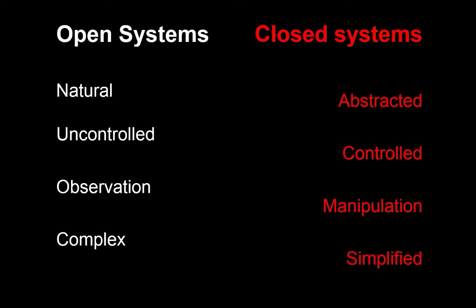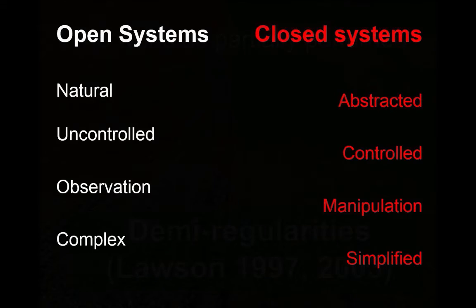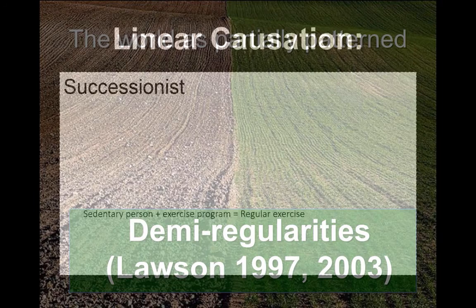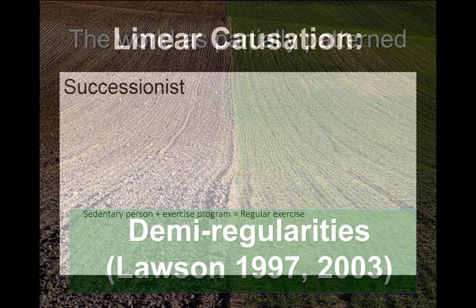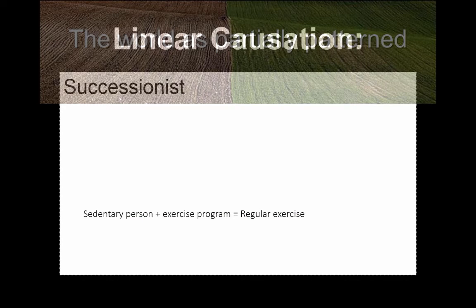In these open systems, as I said though, things are not chaotic. Rather, to draw on the concept of Tony Lawson, the world is partially patterned. The concept realists use to refer to this is demi-regularities. It's not that trends don't exist, but neither are trends so common that they're universal. Rather, trends happen often, but often there are exceptions. And the key thing is, from realism, we can learn from both. We can learn from critical realism when we get the outcomes we expect, and we can learn from critical realism when we get the outcomes that we do not expect.